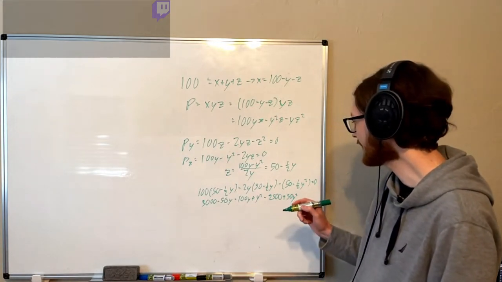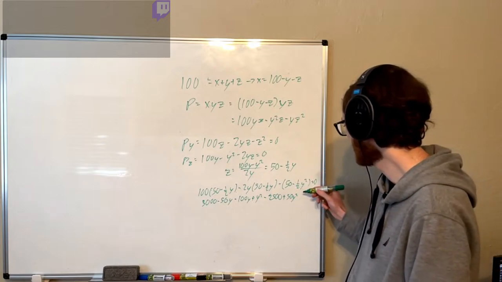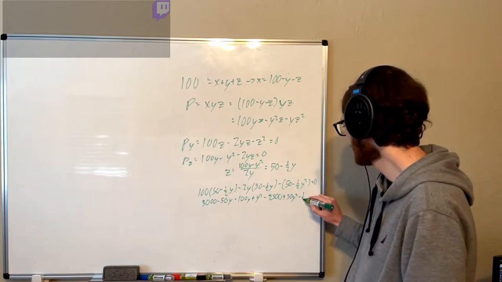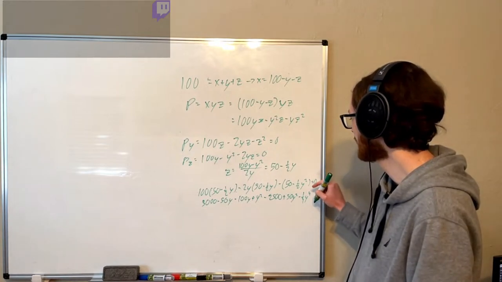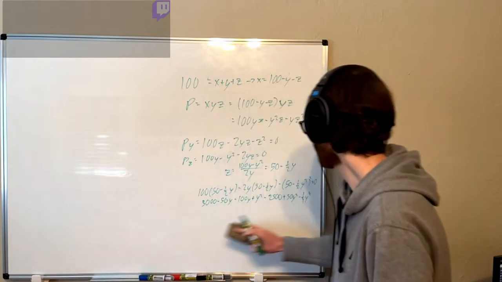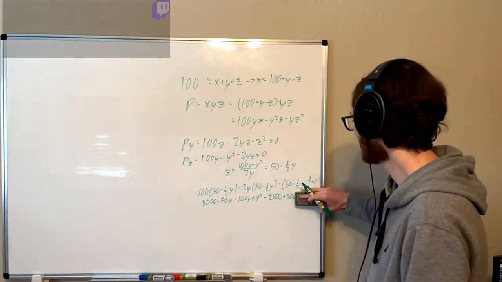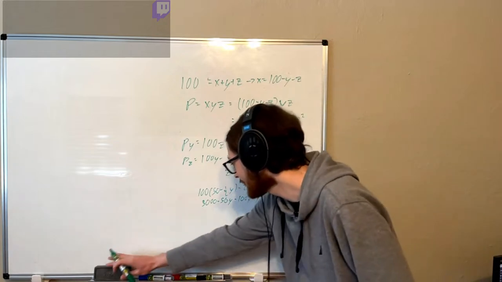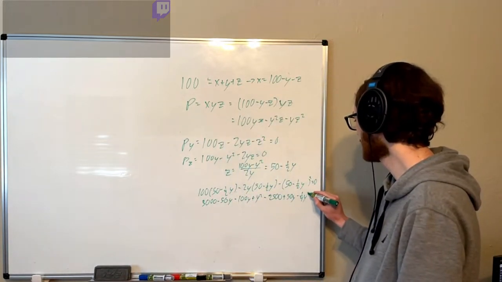Oh, it's going to be a quartic. Oh, God. I didn't even think about that. Wait. I wrote that wrong. The squared is on the outside. Wait, what the hell? 50y. There we go. It's not a quartic, it's a quadratic. It's like something went horribly wrong.